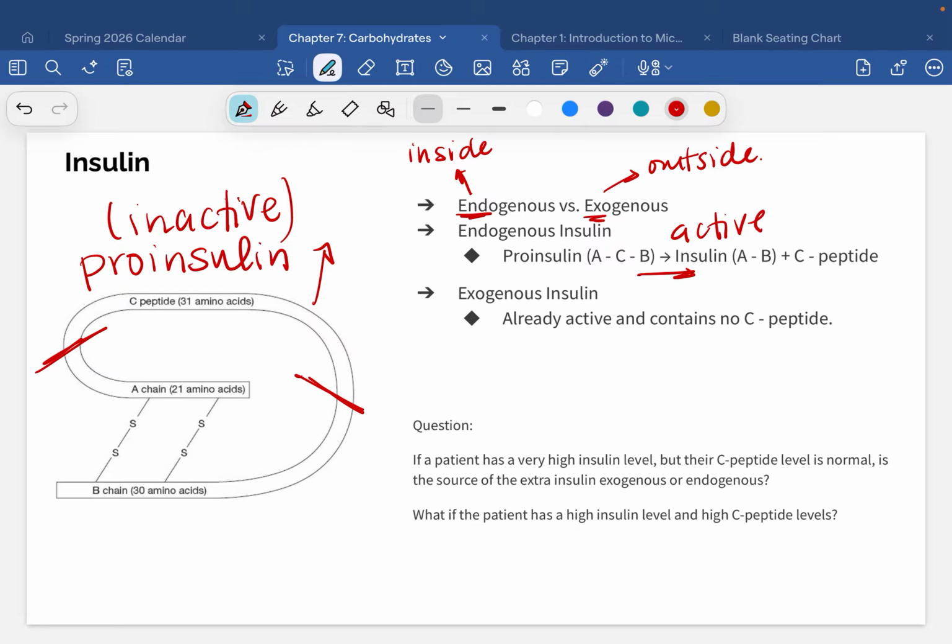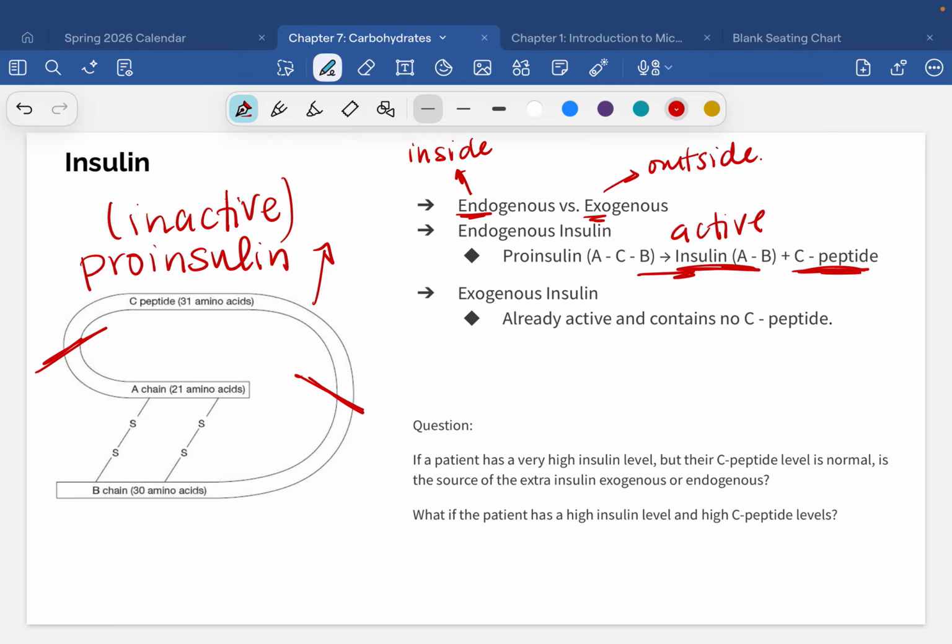So when your body produces endogenous insulin, active insulin, you will have insulin, which is the A and B peptide together, that's insulin. But you will also have as a byproduct this C peptide that will be floating around in your bloodstream because your body had to get rid of that to make the insulin active. So with endogenous insulin, you will have C peptide that goes along with it.